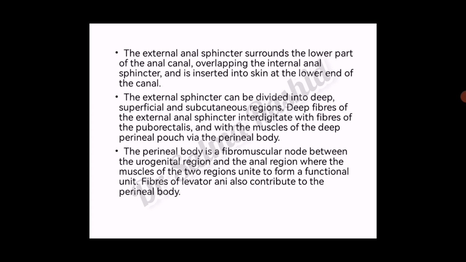External anal sphincter surrounds the lower part of the anal canal, overlapping the internal anal sphincter, and is inserted into the skin at the lower end of the anal canal. The external anal sphincter can be divided into deep, superficial, and subcutaneous regions. Deep fibers of the external anal sphincter interdigitate with fibers of the puborectalis and with the muscles of the deep perineal pouch via the perineal body.